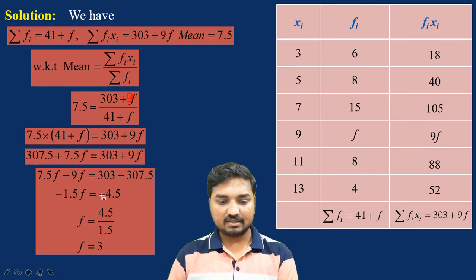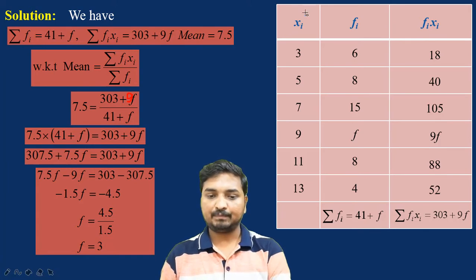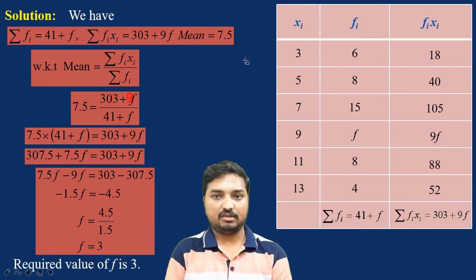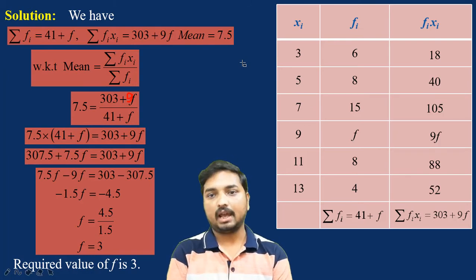You can cancel minus and minus here. In the next step, 1.5f is equal to 4.5. If you cancel minus and minus, in the next step, I'm going to shift 1.5 by cross multiplication, which is actually 4.5 divided by 1.5. 4.5 divided by 1.5 means you will get f is equal to 3. So finally the unknown frequency, or the missing frequency, is equal to 3.